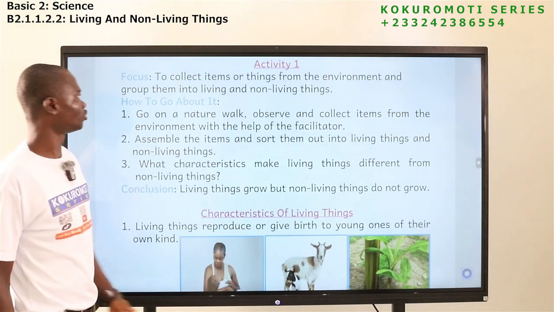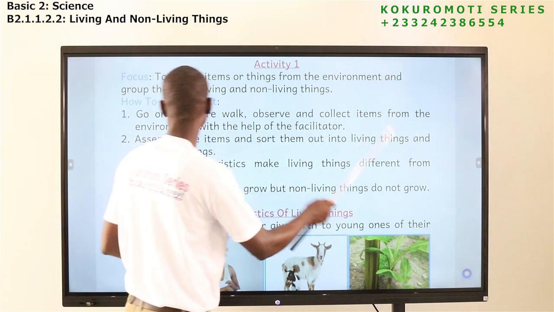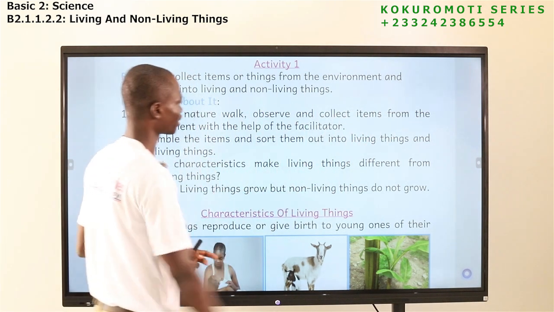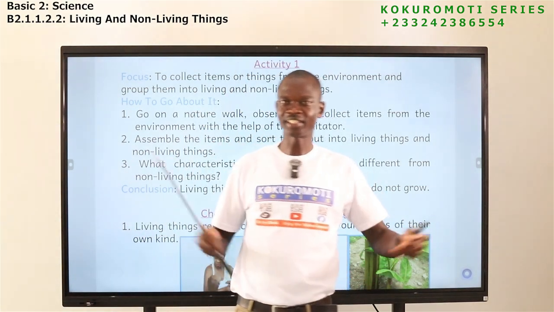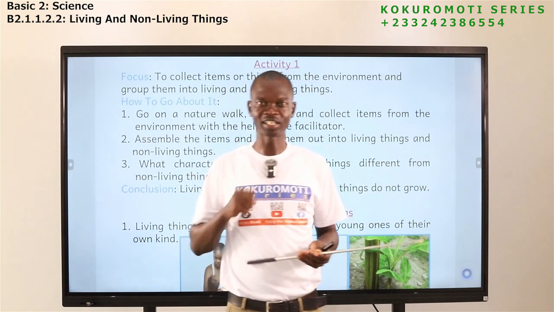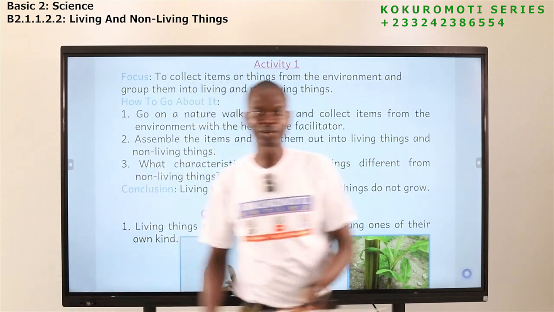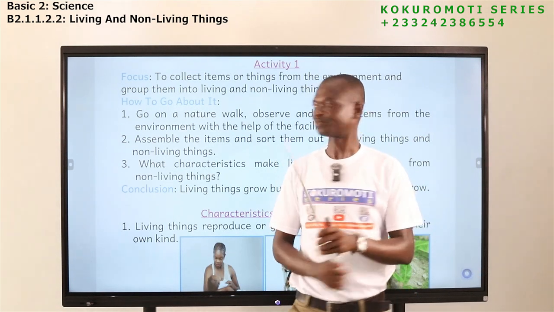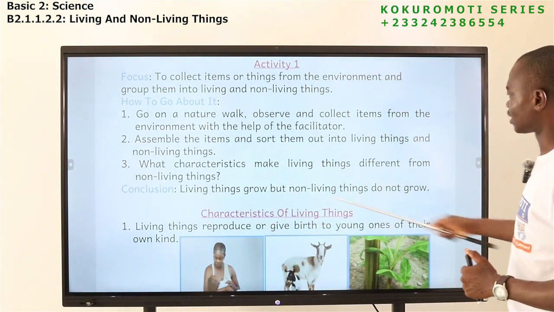Now this is an activity. The focus of this activity is to collect items or things from the environment and group them into living and non-living things. So your teacher will take you out and then you collect some items from the environment. The items that you will bring to the classroom, you put them into two groups, living things and what? Non-living things. Okay, so assemble the items and sort them into living things and non-living things.